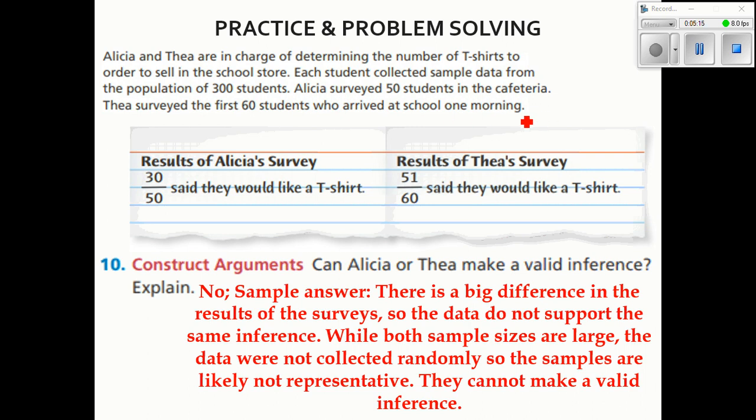If you're one of the first people that gets to school, you might be one of those kids that's a go-getter and really into your school. Maybe you have some clubs you belong to, or sports that you're practicing for. They might have a better notion to purchase T-shirts for their school than people in the cafeteria who might not normally care about wearing a school T-shirt.